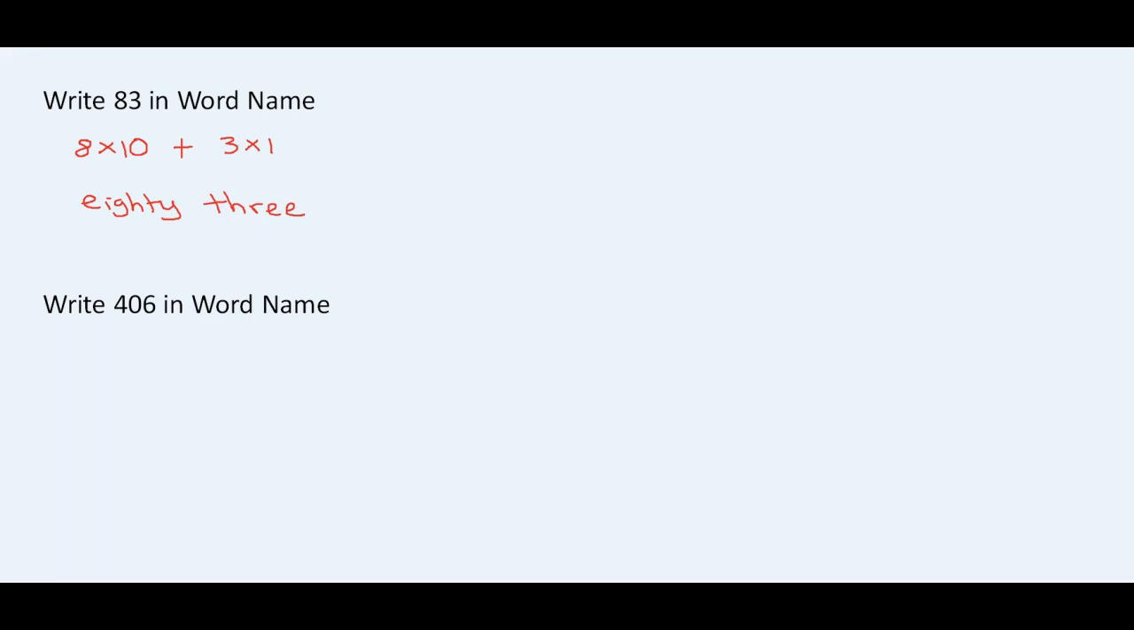Now we have 406, so we start by saying 4 multiplied by 1. There are two digits after 4, so that's 0, 0, plus 0 multiplied by 1. There's only one digit after it, plus 6 multiplied by 1. There's no digit after it. So this is 406.